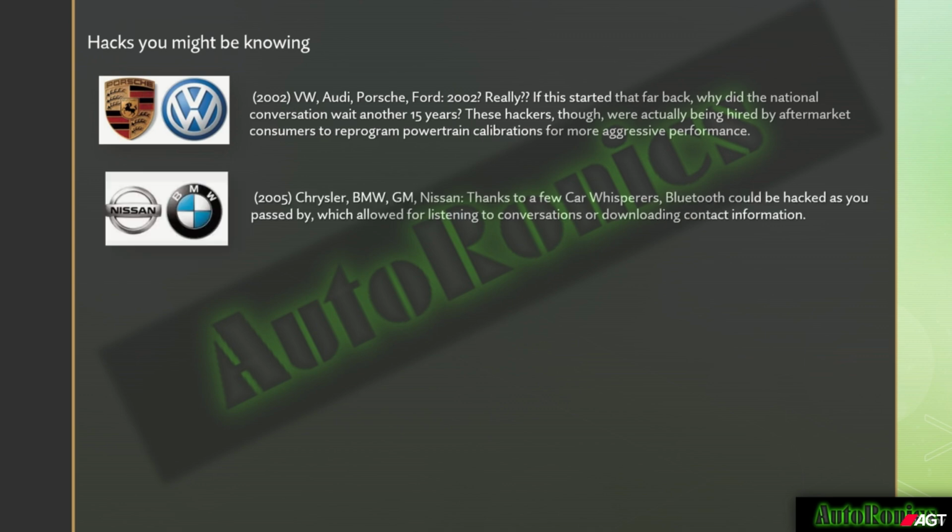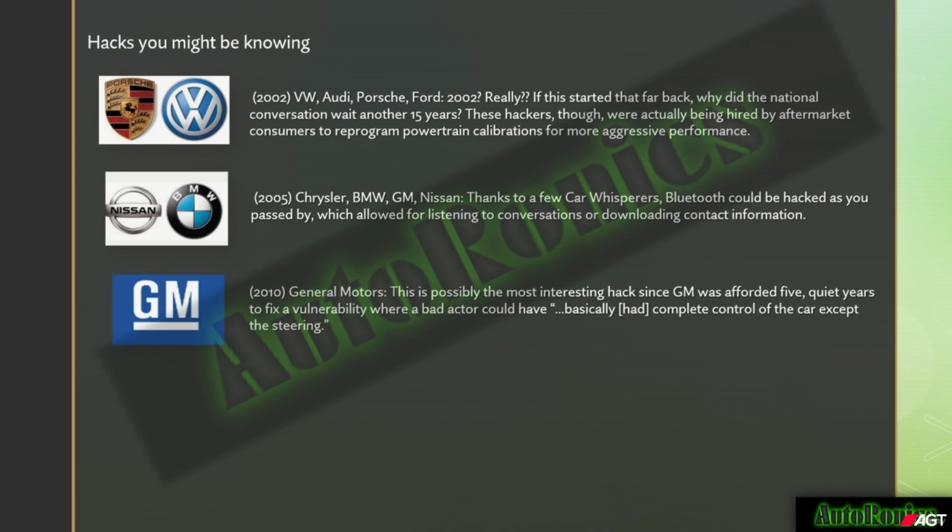Then BMW, Nissan, and GM, in the year 2005, were hacked through the Bluetooth application given in the vehicle, to download the contact information and conversations. Like I mentioned, this is also an attack.